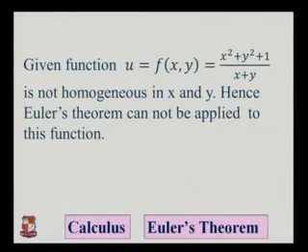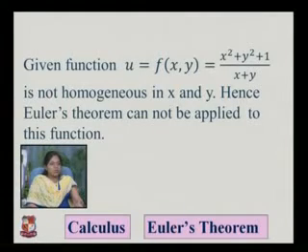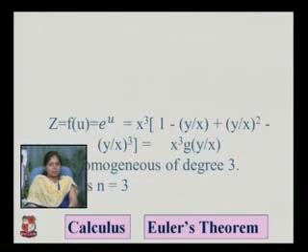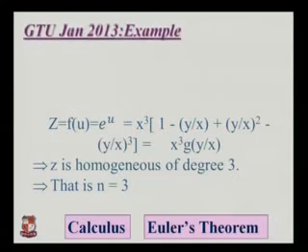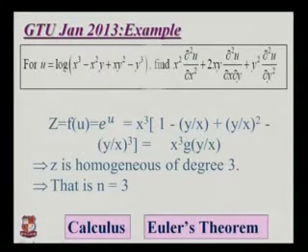Now the another question we have also: check whether f of xy is homogeneous or not. So we are checking this. Here this is not a homogeneous function, because we can't take x square or y square common here. So we can't apply Euler's theorem here. So this is not a homogeneous function. This completes our question. Now the another question from Jan 2013.